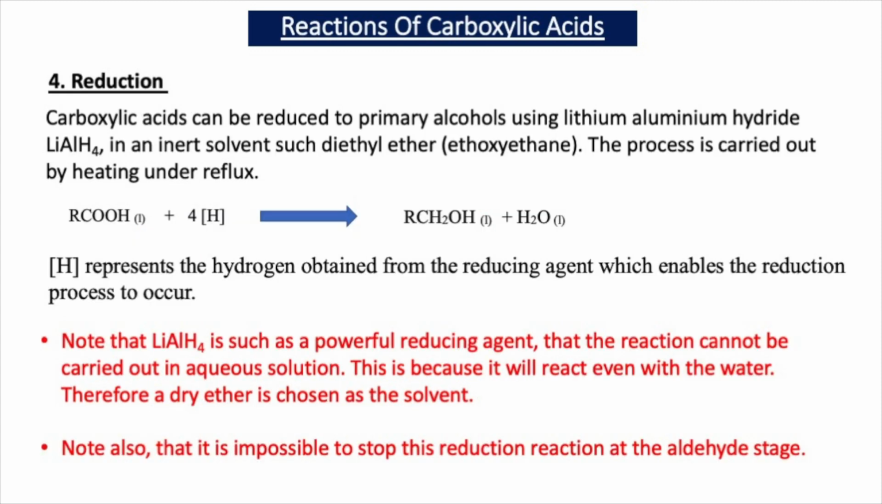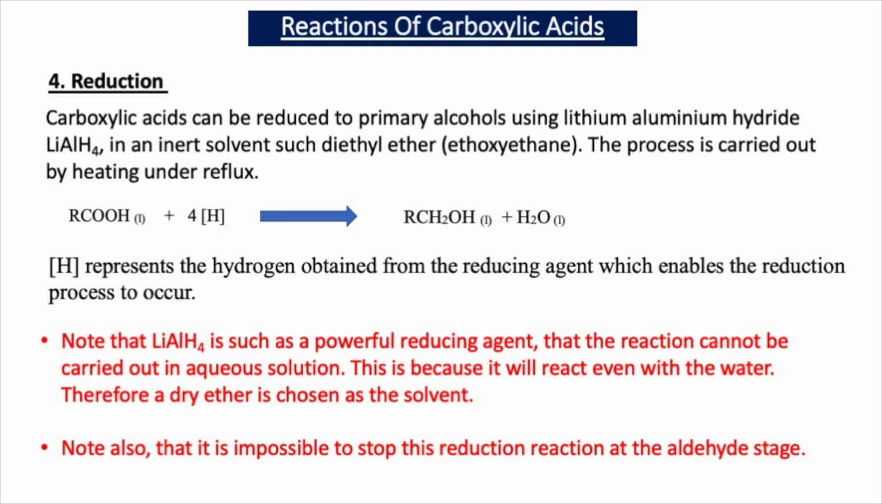Now the next reaction we're going to look at is reduction, and carboxylic acids can be reduced to form primary alcohols using a powerful reducing agent called lithium aluminium hydride, LiAlH4. And this is such a powerful reducing agent, you need to carry out the reaction in an inert solvent which is non-aqueous. And this is because the lithium aluminium hydride will reduce H plus ions in water to form hydrogen gas. So the solvent they use is a dry ether, such as diethyl ether, sometimes called epoxyethane. And this process is carried out by heating under reflux.